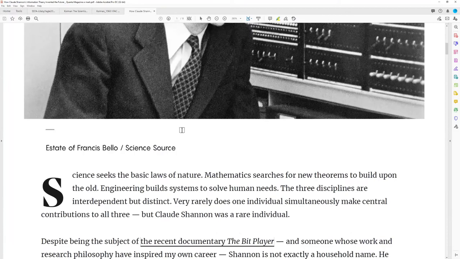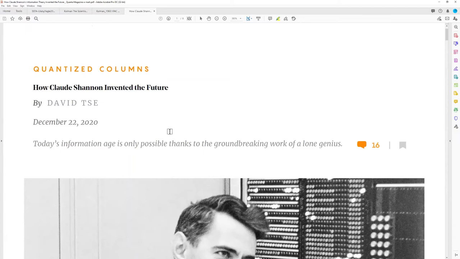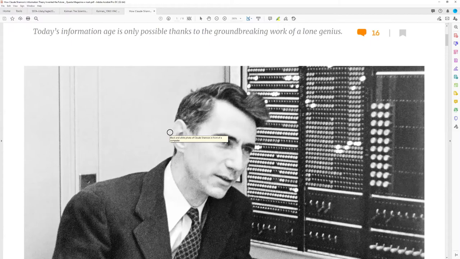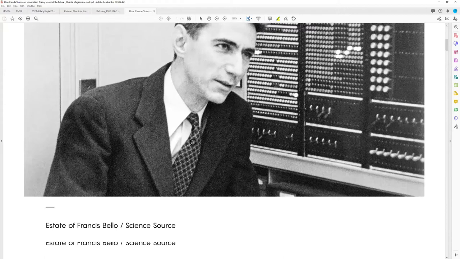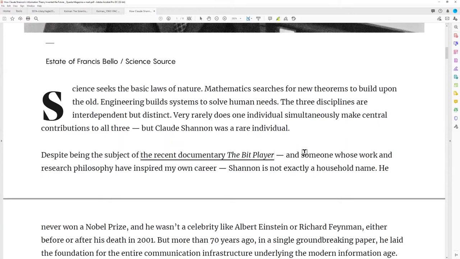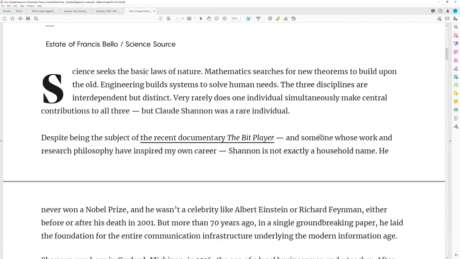Okay. This is from a website. It's called Quanta Magazine. I printed the website using a PDF, so the order is not quite right. So you can go back to the website to see probably more clearly. But I want to be able to mark on it, so I generated a PDF. Right. So science seeks the basic laws of nature.